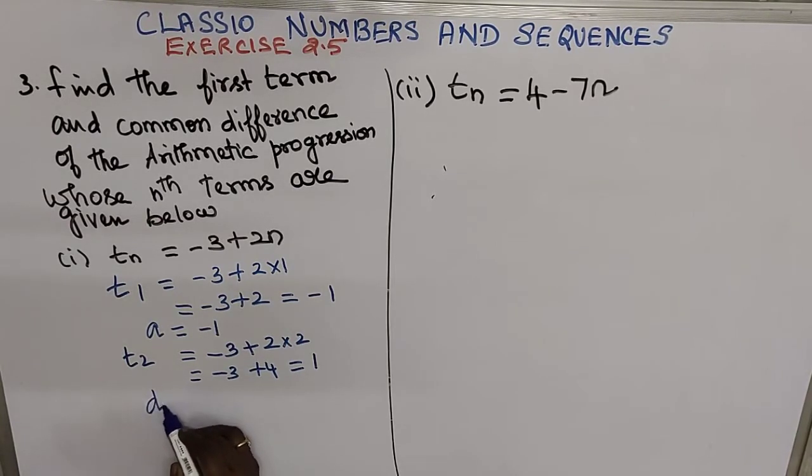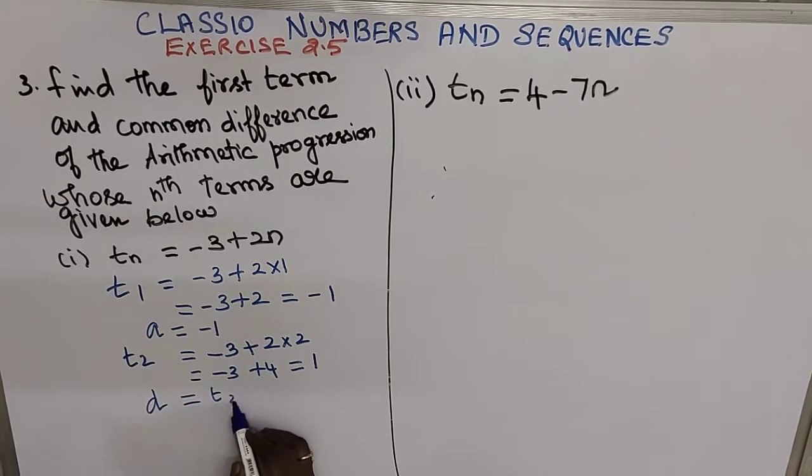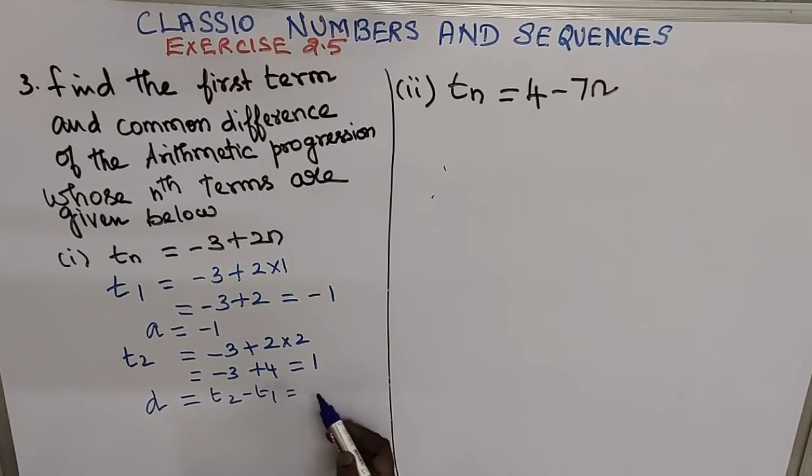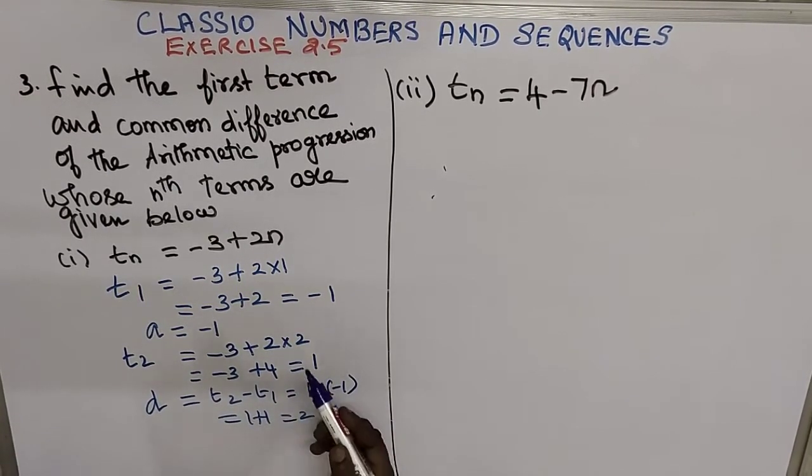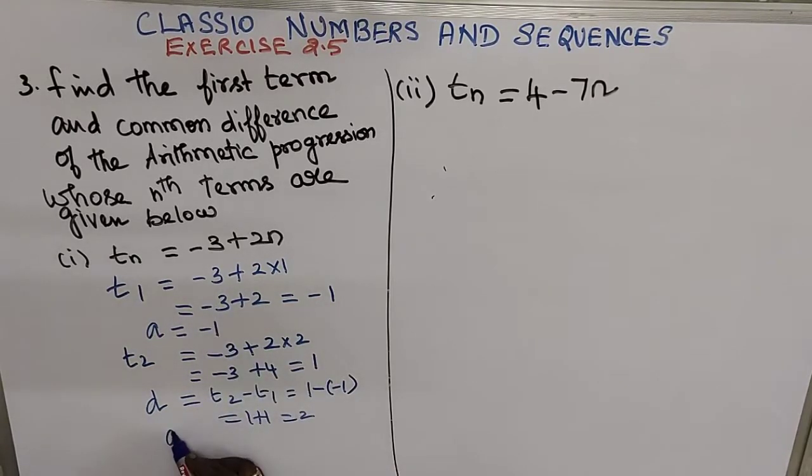As we all know that the difference formula is T2 minus T1. So that is 1 minus of minus 1. So 1 plus 1, 2. So the answer is, first term is minus 1, difference is 2.